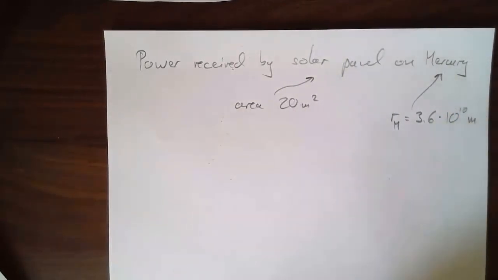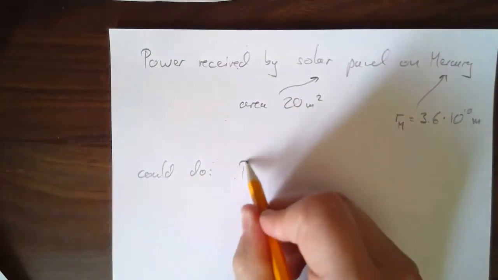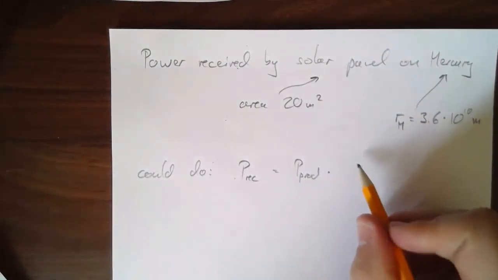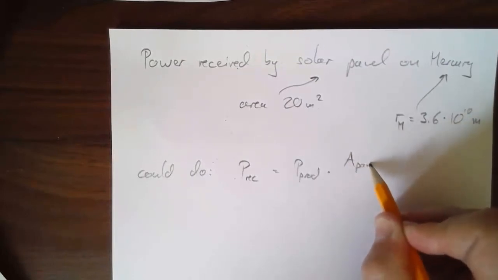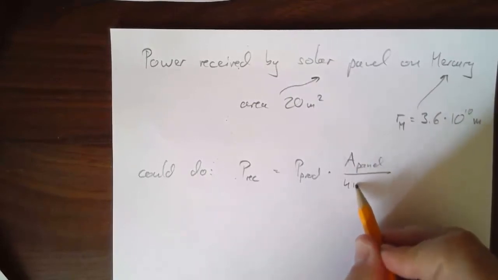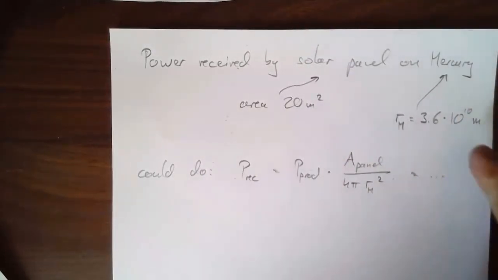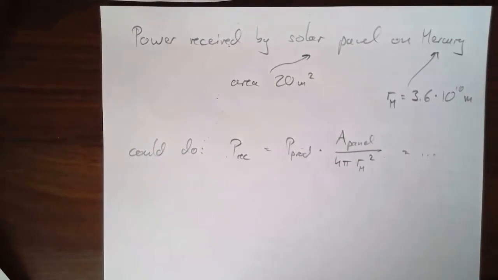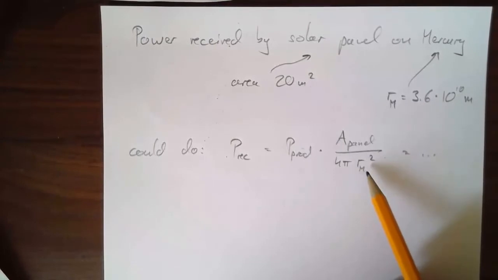So how do I find the power received? One thing I could do is say the power received is the power produced, which we worked out, times the area of the panel divided by 4 pi r_M squared. We'll plug in the values, we can do this. But there's also a shortcut. If I know the power that is received on Earth, or the intensity on Earth, I can find the intensity somewhere else by just working with the ratios of the radii.